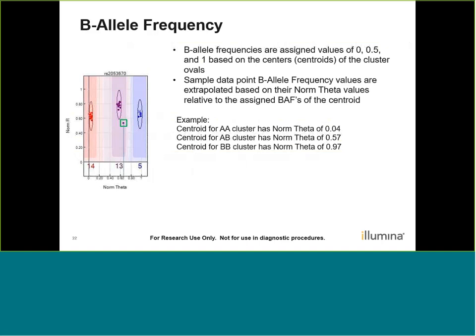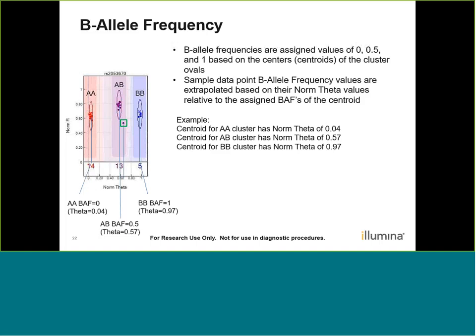So again, if we look at the x-axis and norm theta and those theta values, we take those theta values and we assign them a B-Allele frequency of 0, 0.5, and 1, again, based on the genotypes of AA, AB, and BB. This B-Allele frequency is extrapolated based on the norm theta values. So if we look at the actual values along the x-axis for these three cluster positions, we see that the AA genotype is actually a theta of 0.04. The AB genotype is actually 0.57, and the BB genotype is actually 0.97.